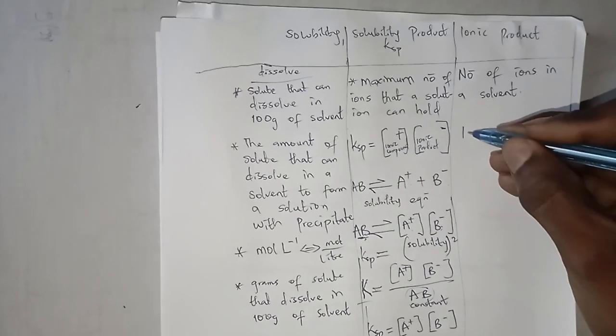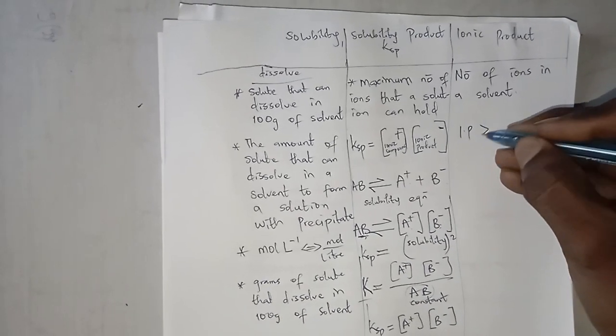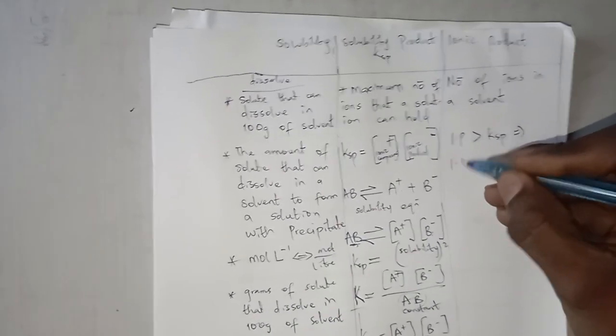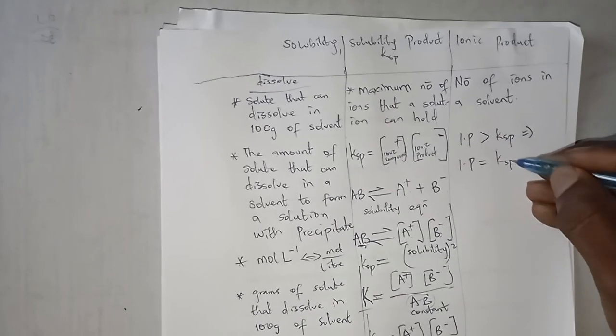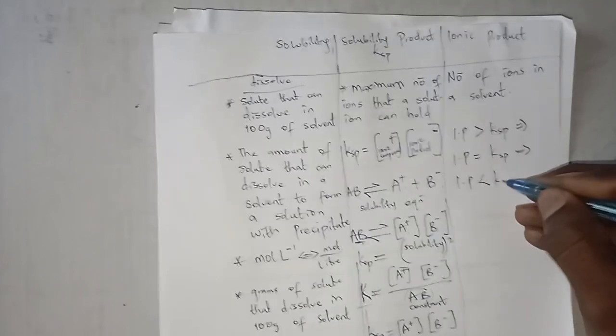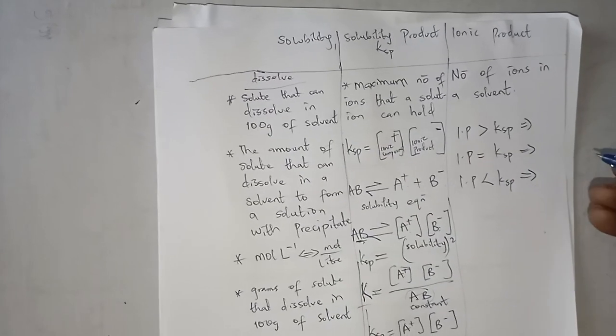If ionic product is greater than KSP, we will see what it will give us in the next video. If ionic product is equal to KSP, we'll see what it will give us. And if ionic product is less than KSP, in our next video, we'll see what it will give us.